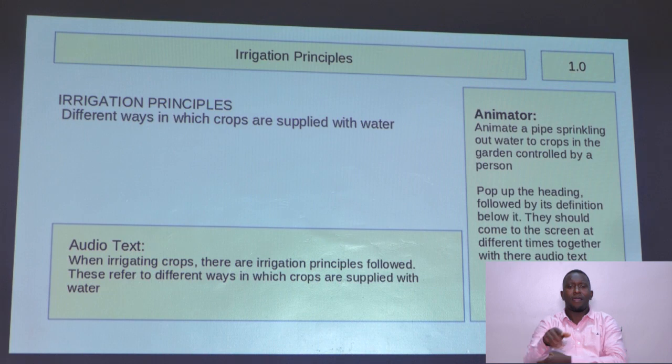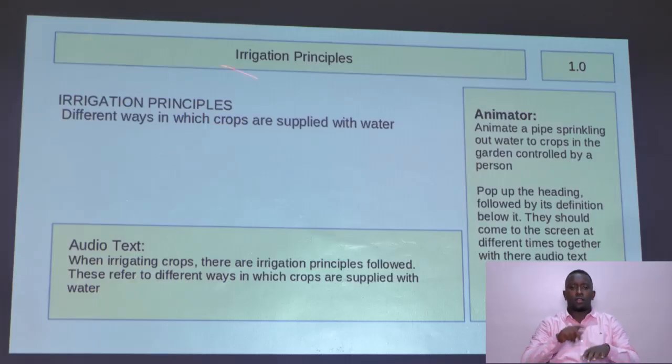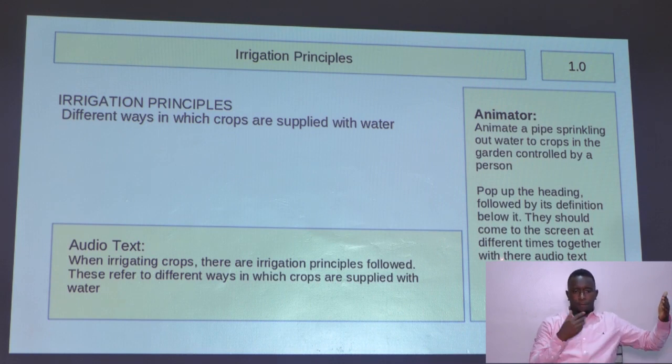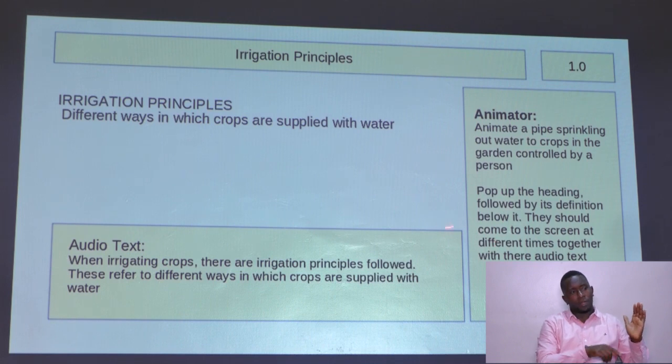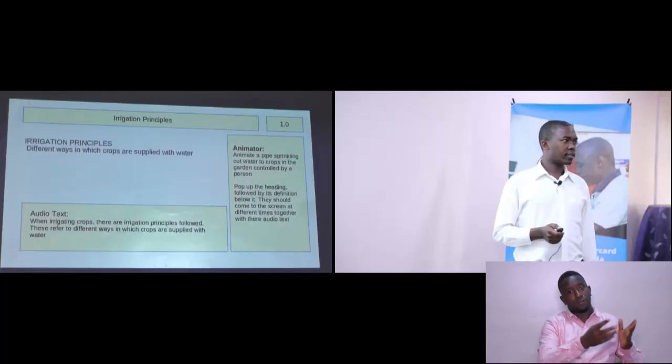So we have a topic about irrigation, and we are trying to create an animation of irrigation. So we have irrigation principles as our topic, and irrigation principles is best described, or you can define it, by that. So on this side, we indicate the notes or the instructions that are to be given to the animator.